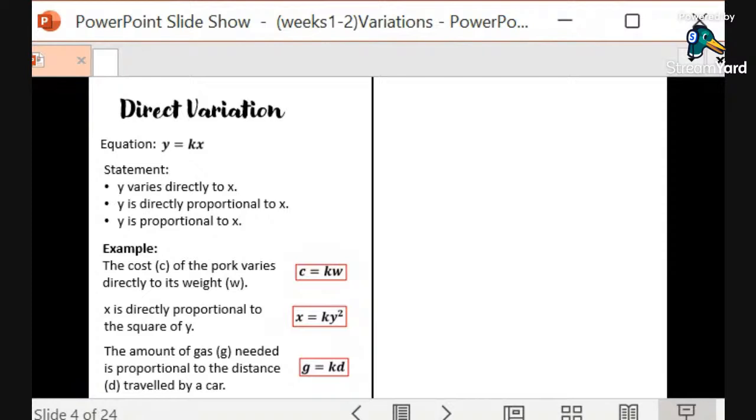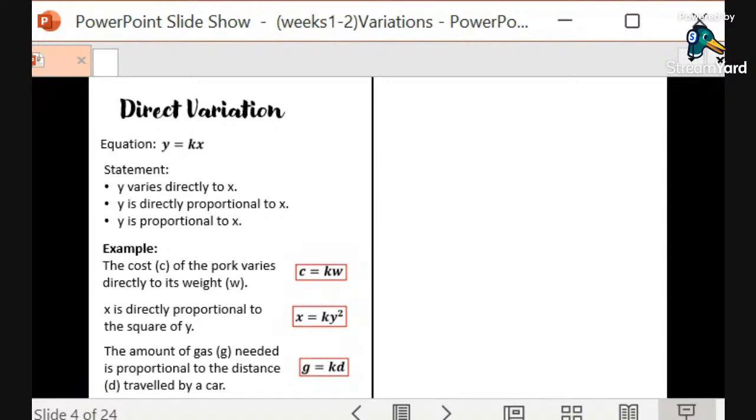Okay, now, I have a question for you, no? Kasi we're not going to stop here na magta-translate lang tayo, no? Kasi parang walang understanding doon, no? So, I need you to understand kung ano ba talaga pag sinabing direct variation. So, let's have this third example, yung the amount of gas needed is proportional to the distance traveled by a car. Okay, ano bang ibig sabihin niyan? Okay, na ito ay direct variation. Paano ba natin nasabi na itong example na to ay direct variation?